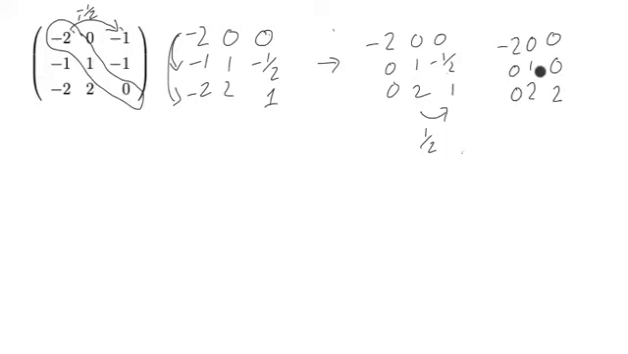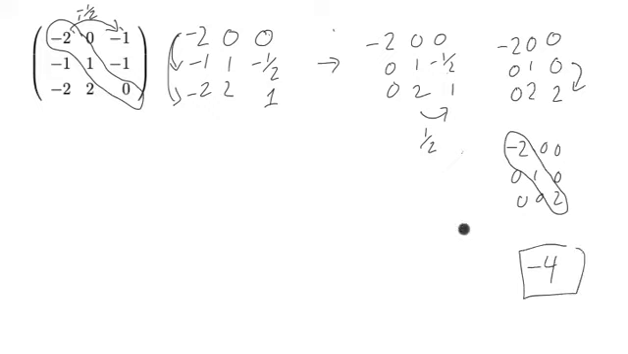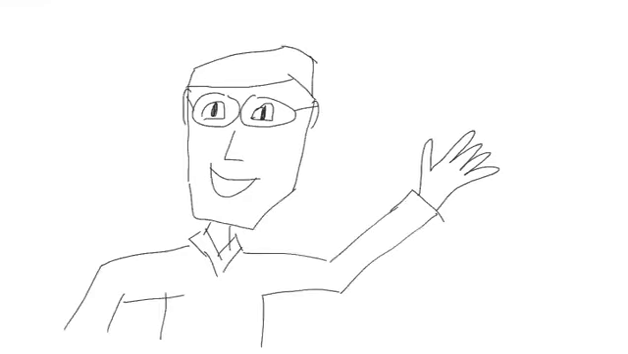Now, from here, we can airdrop just down this way. Notice that it doesn't really matter what we do here, because 0 times anything won't affect anything. So that gets rid of that. We're left with -2, 0, 0, 0, 1, 0, and 0, 0, 2. Notice that the product of these diagonals is -4, and that is the determinant of this matrix. We found it simply just by airdropping. Thanks for watching.